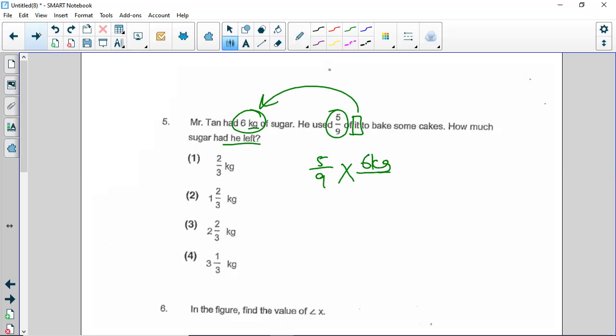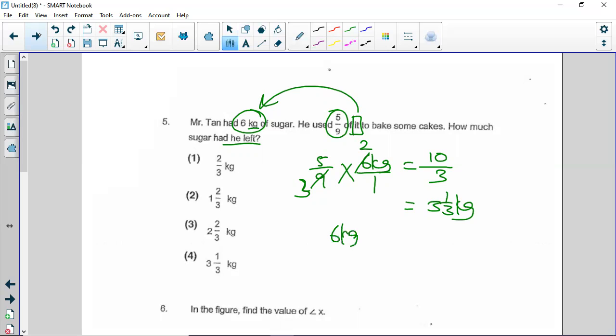So you change the whole number into a fraction. Then you cancel. So you divide by 3. Divide by 3, you get 3. And then 6 divided by 3, you get 2. And then you have 5 times 2, that'll be 10. And 3 times 1 will be 3. And then you change it to a mixed number. And you have 3 and 1 over 3 kilogram. So how much did he use? 3 and 1/3 kilogram. And then how do you get how much left?